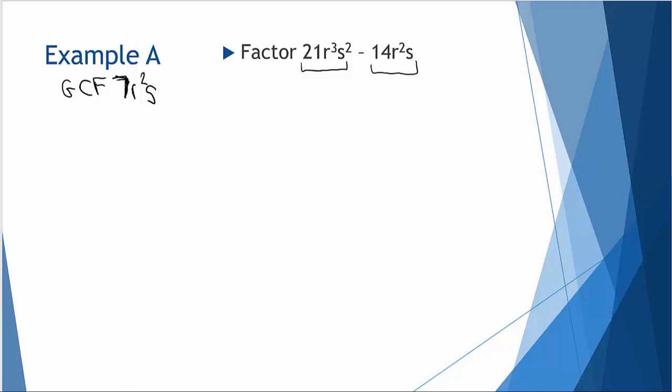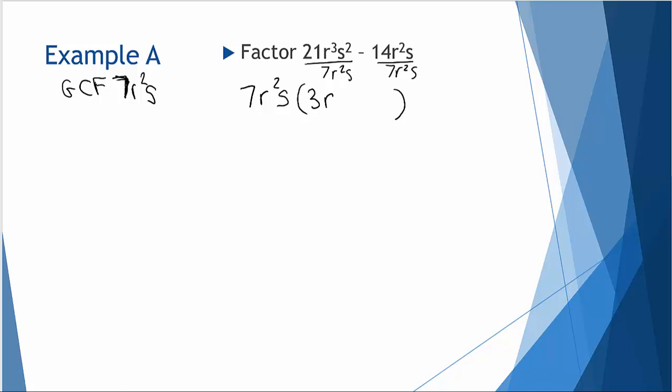So when we are factoring out 7r squared s, think of it as if you're just dividing each term by your greatest common factor. And what's left over is what goes into our parentheses. So 21 divided by 7 is 3. With the r's, we have 3 in the numerator and 2 in the denominator. So we will be left with 1 in the numerator.